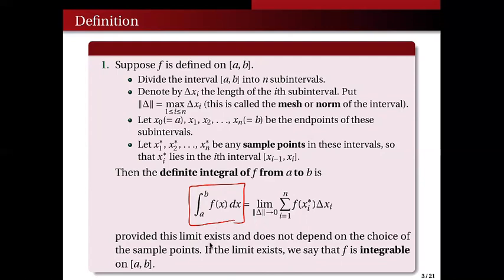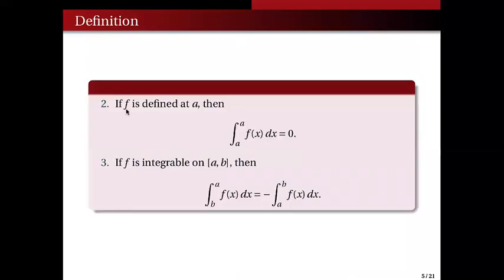So that's the definite integral of the function f from a to b. This is the definition of the definite integral of f from a to b. Now, if f is defined at a, then the integral of f of x dx from a to a, take note of this, will be equal to 0.